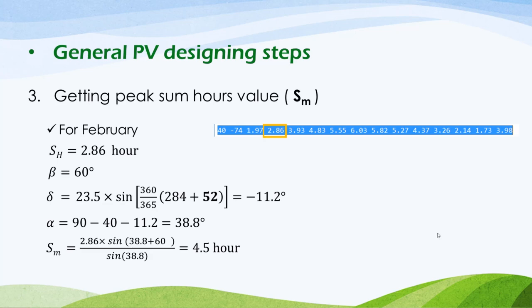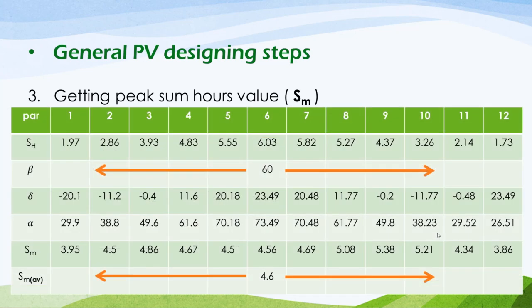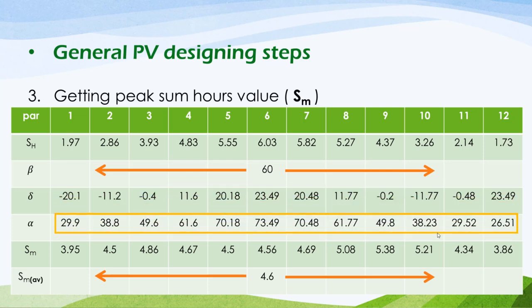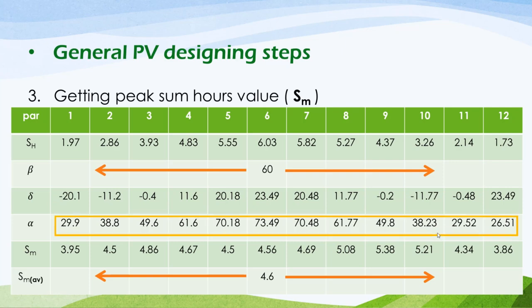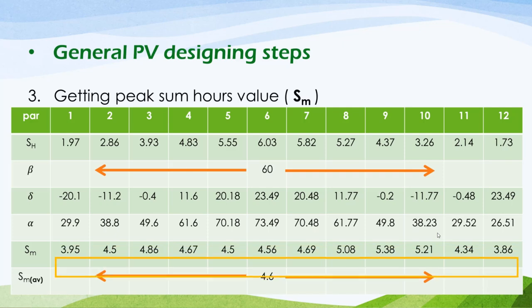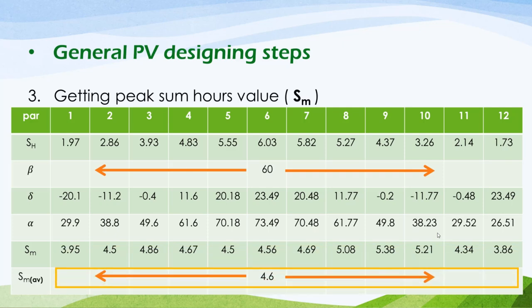That's great. Now we will do the same thing for the rest of the 12 months, and for this we have prepared all the required values for the 12 months. So those are the required parameters for each month. Here we have S sub h given from the NASA database, then beta is a fixed value for the whole design, then the declination angle is determined at 21 of each month, and alpha is also determined each month according to the declination. Then S sub m is determined each month according to the above data. And finally, we get the average value of S sub m over all the months.